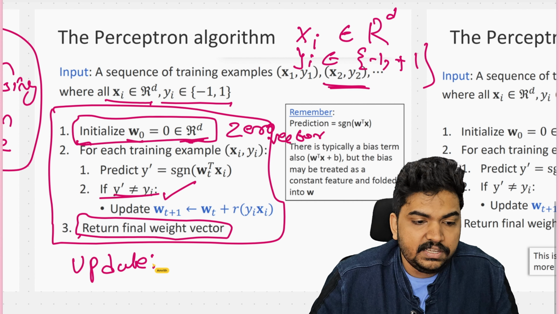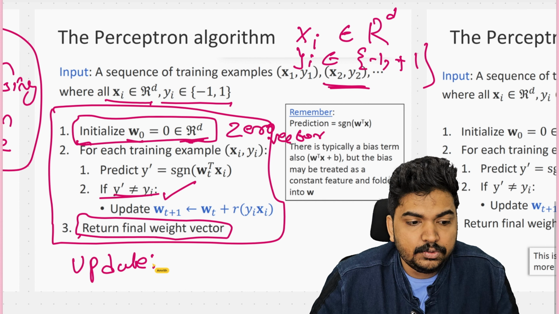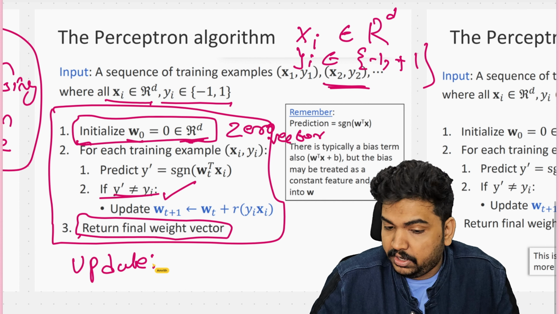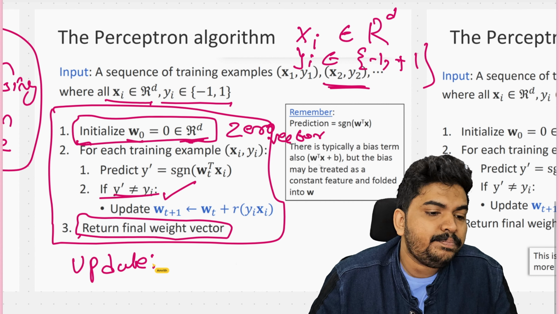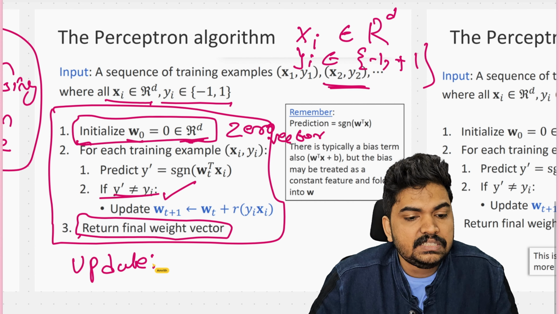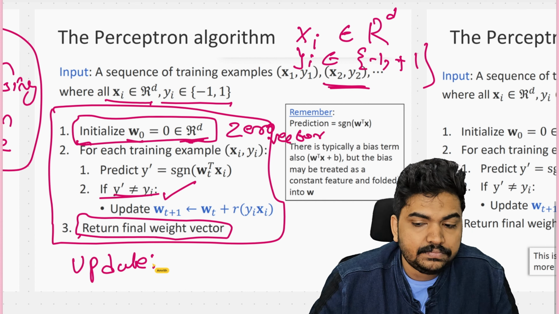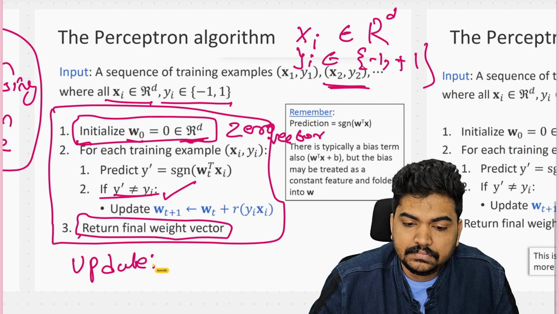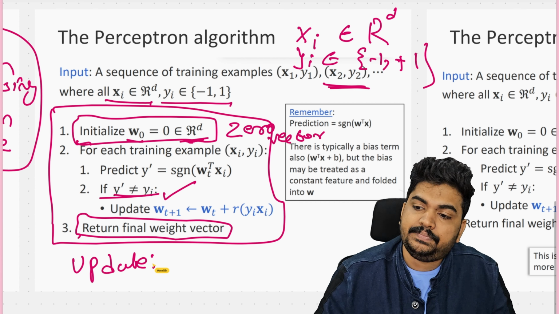Please note that yi is a scalar, xi is a d-dimensional vector. So we get a d-dimensional vector after the product with the scalar yi and r. r is also a scalar, it's a constant. The weight vector is also a d-dimensional vector, and hence the sum results in a d-dimensional vector, which is the new weight vector, which will be used for the prediction for the next training example.